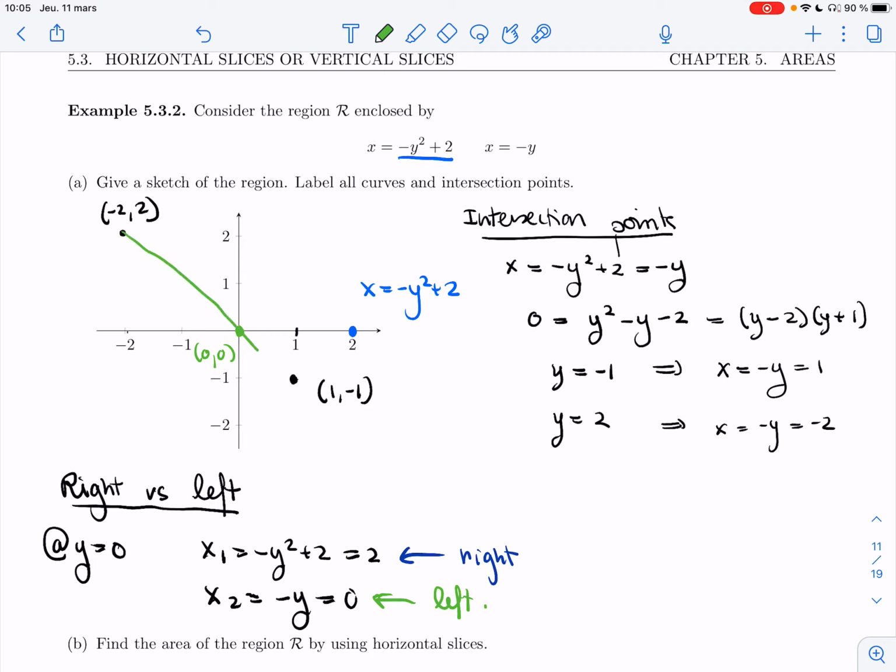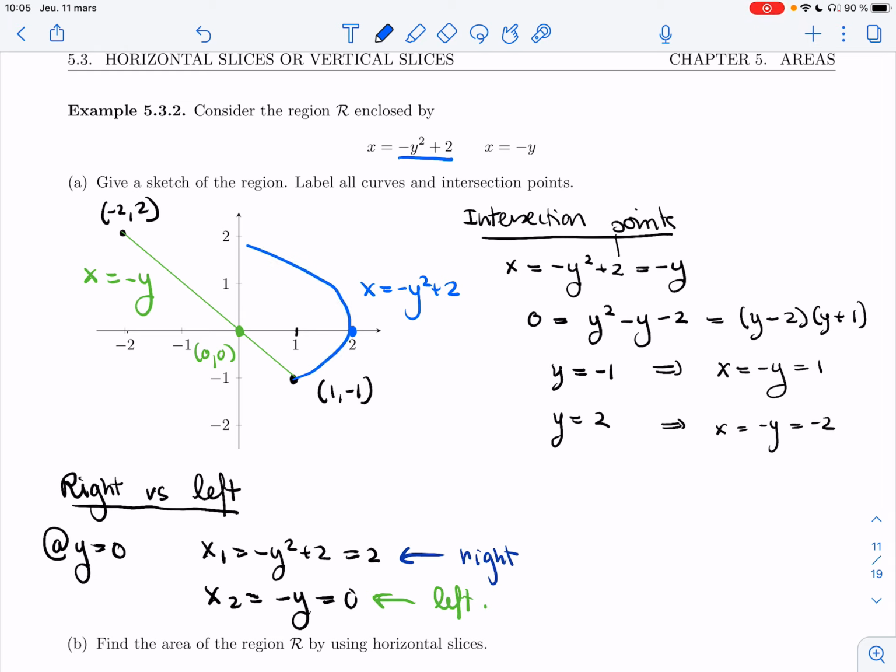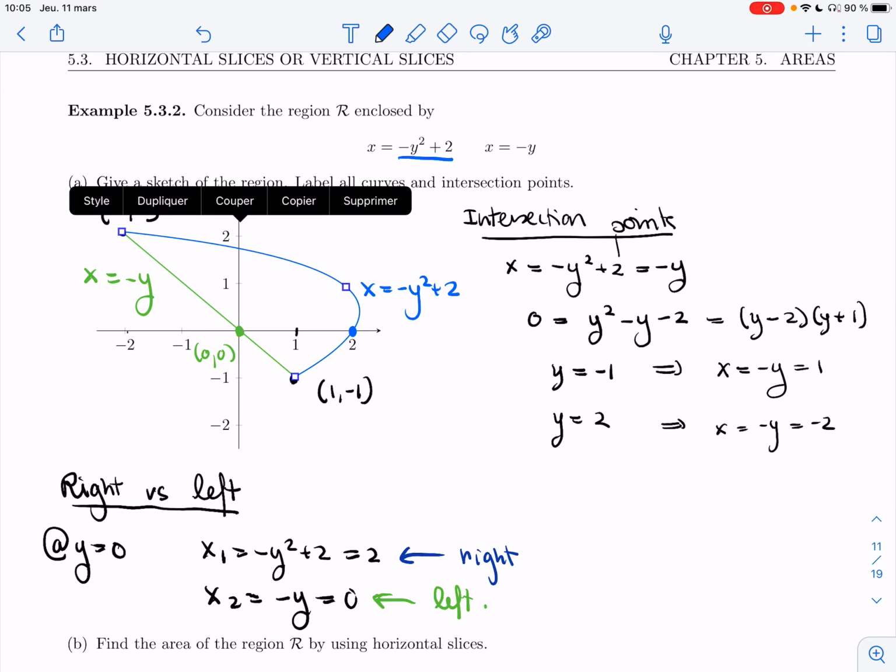In fact, if you're a bit careful, you should see that this is a straight line because it's just x equals minus y. And then the other one is some sort of parabola. It doesn't really matter how you draw it as long as it stays. Ooh, nice. It's just a tiny bit off. Ah, they're improving. Very good. So here's our parabola and our straight line, and we get this region right here.